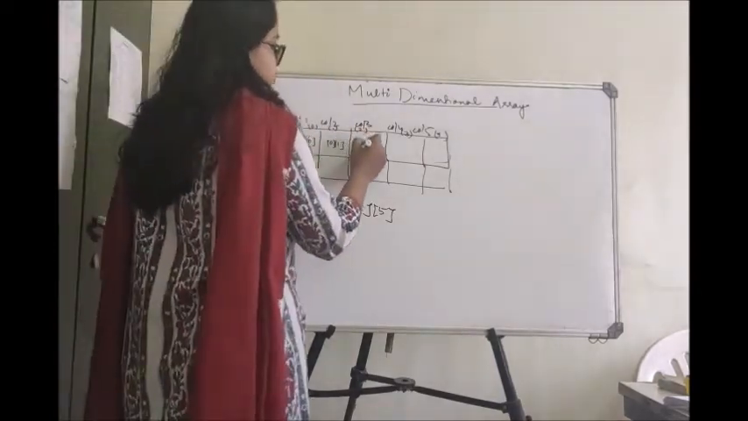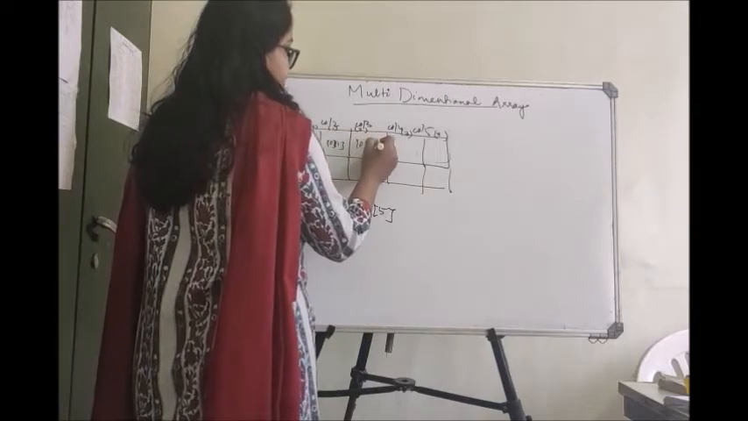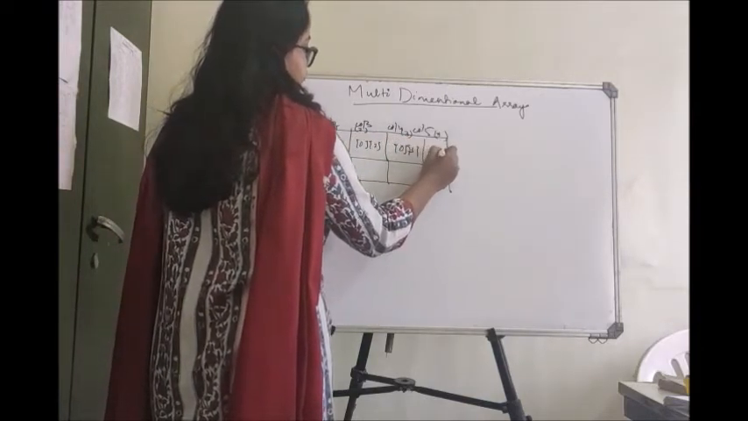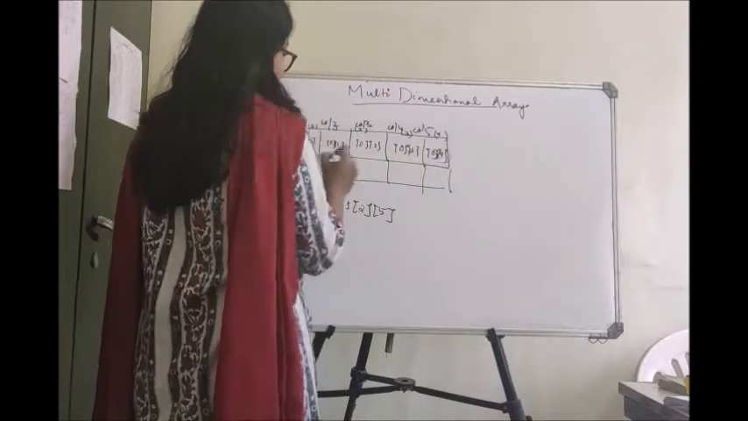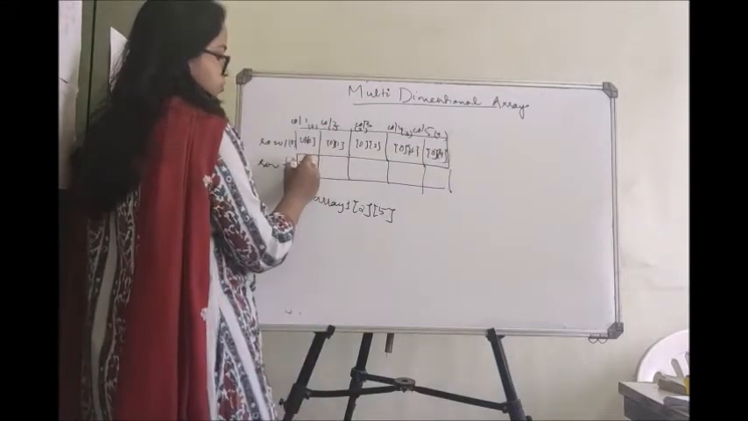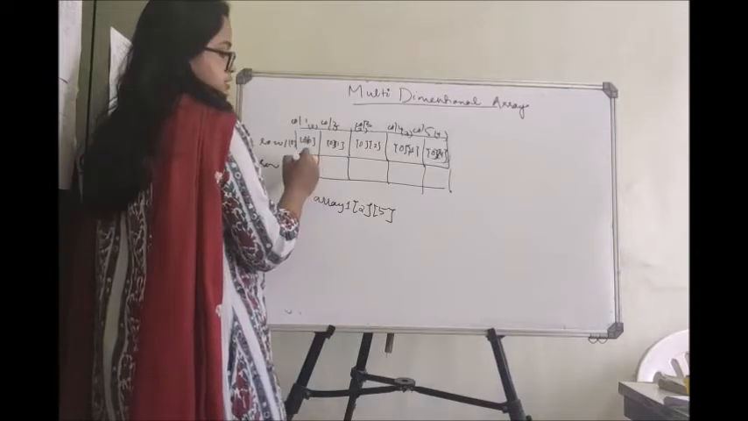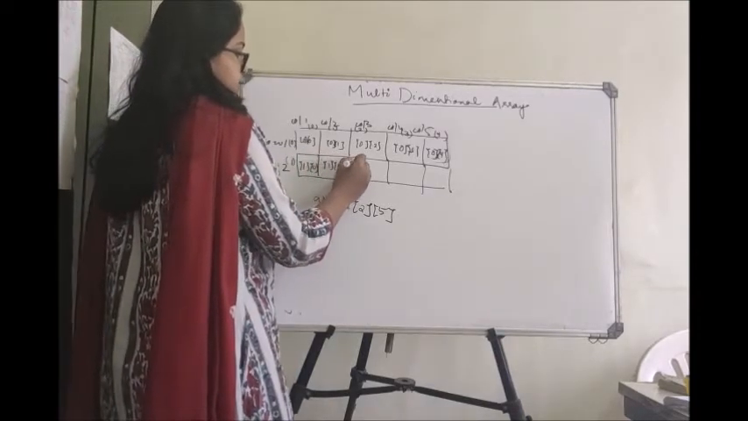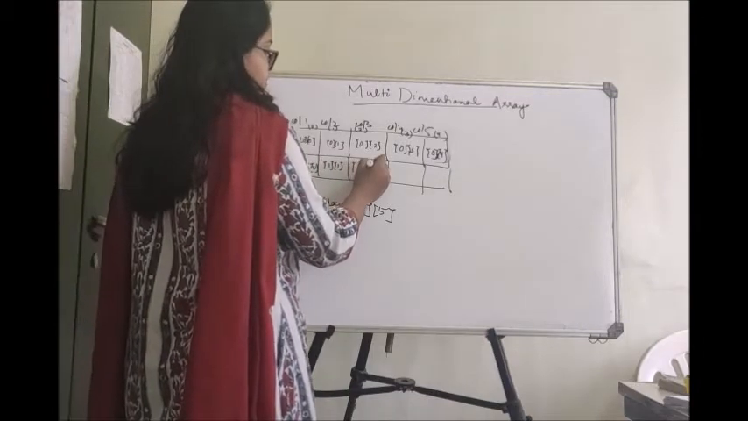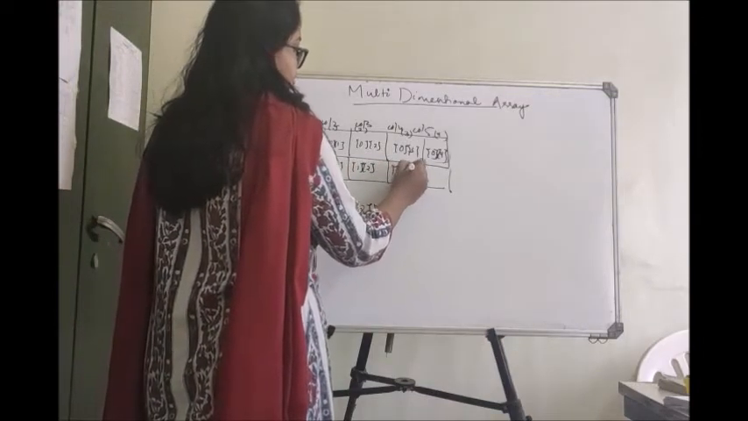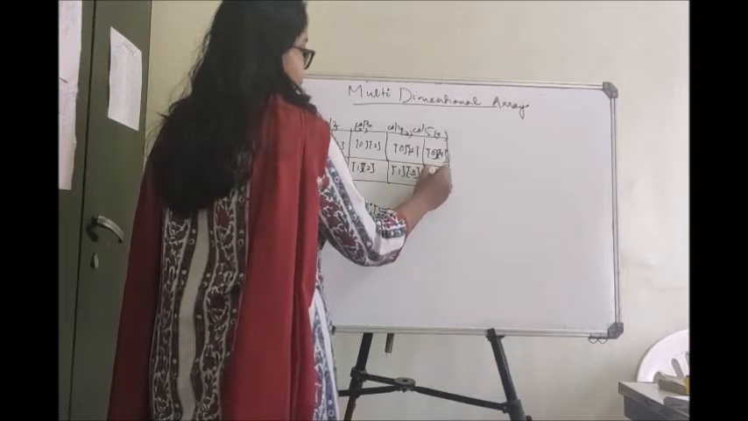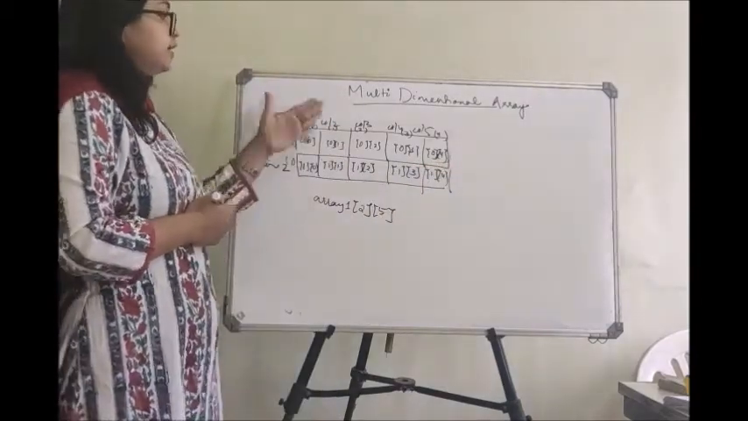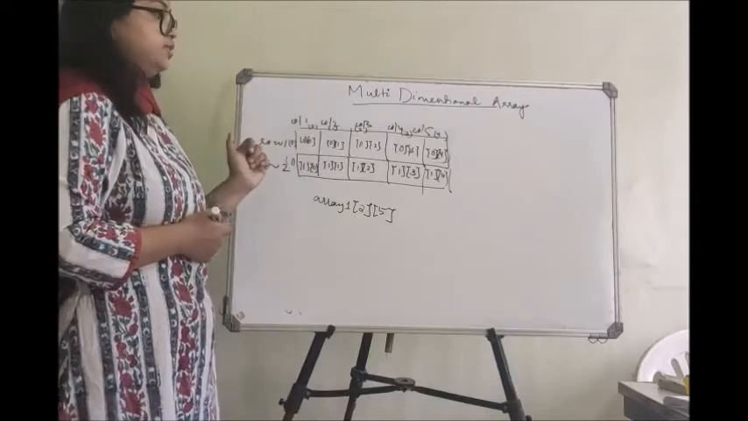So this is 0,2. This is element number 0,3. This is 0,4. Similarly, this is element number 1,0. This is element number 1,1. This is element number 1,2. This is element number 1,3. And this is element number 1,4. This is how indexing in multi-dimensional arrays takes place.